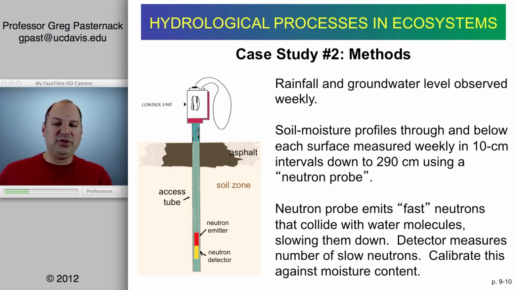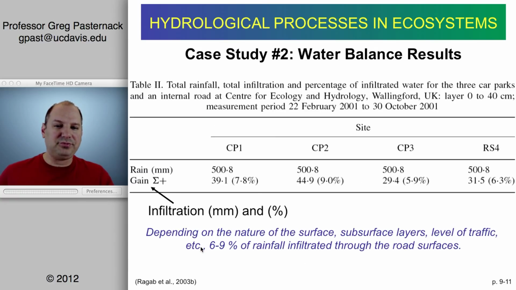So a neutron probe is used to measure the moisture abundance at different levels, and then you come back through time and you see how the moisture is changing through the depth. This shows the overall balance where the rainfall is given at these 4 different sites, and you can see it's the same amount of rainfall.